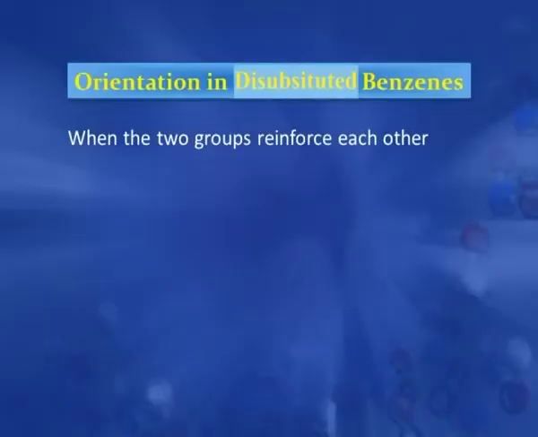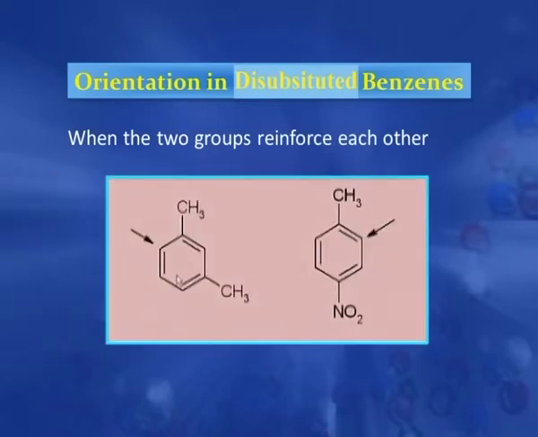We have discussed the cases in which only a mono substitution is present on benzene. Now, if 2 substitutions are present on benzene and a third group enters, then on which position will this third group enter? So, there are different cases. That depends upon the nature of the 2 groups which are already present in the benzene ring. First case: groups which reinforce each other, meaning the 2 groups present on the benzene ring direct the incoming group to the same position.